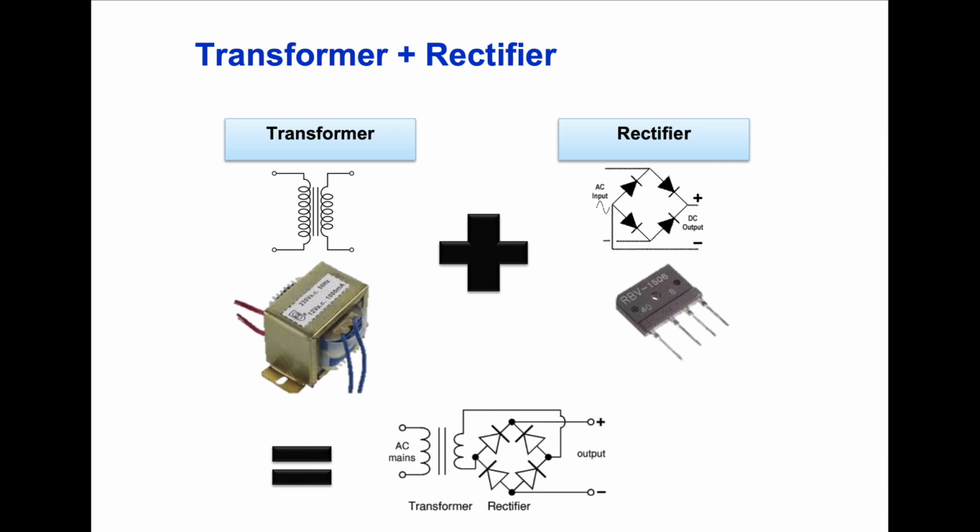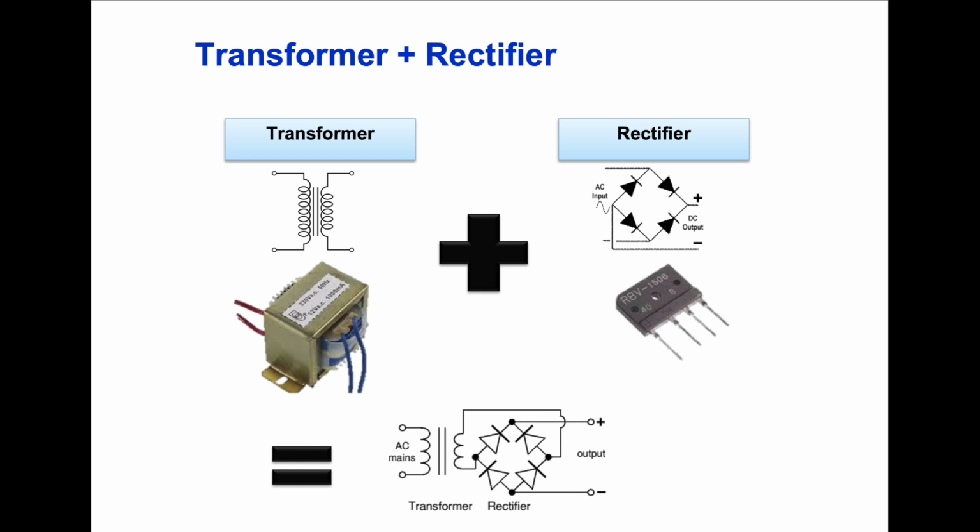Then after the transformer, the voltage will pass through the rectifier. So we will look at what the rectifier will do. The function of the rectifier is to convert AC to DC, but the DC output is still varying, meaning that after the voltage passes through the rectifier, it comes out as a pulsating type of voltage. This is the symbol for the rectifier, and this is the real image of the rectifier. Here the transformer is connected to the rectifier, so we have transformer plus rectifier to get the output.